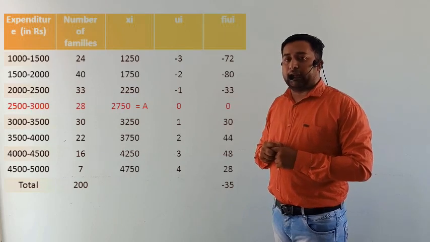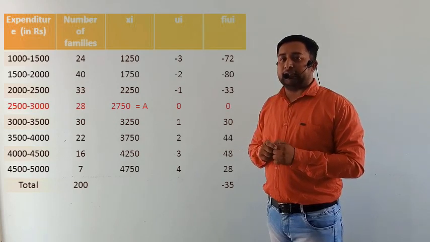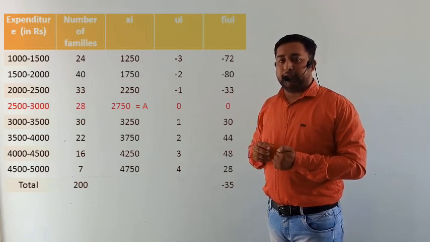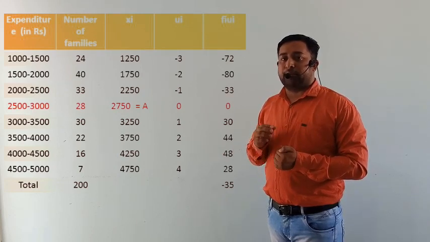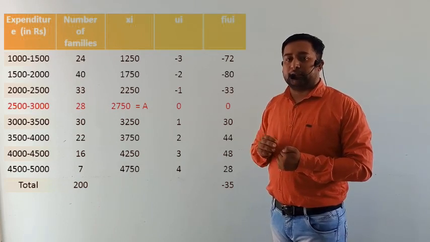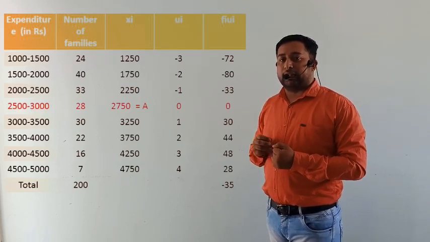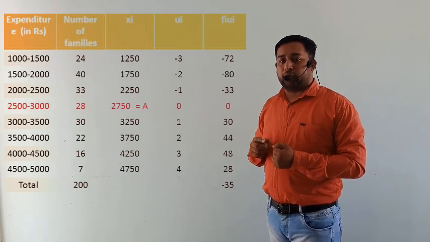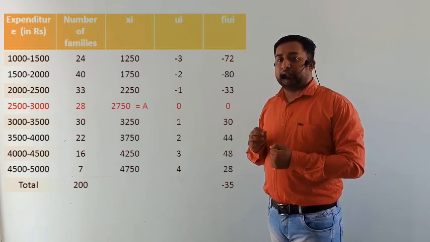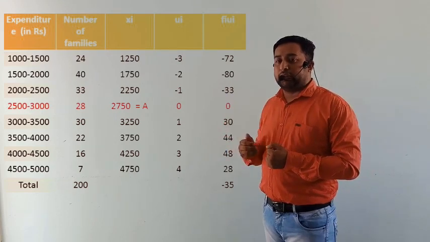That means multiplying fi with ui. In the first row, multiply 24 with minus 3. 24 times 3 is 72, with a minus sign. 40 times 2 is 80, minus. 33 times 1 is 33, minus. 28 into 0 is 0. 30 times 1 is 30. 22 times 2 is 44. 16 times 3 is 48. 7 times 4 is 28. Now adding all the negative terms and adding all the positive terms.